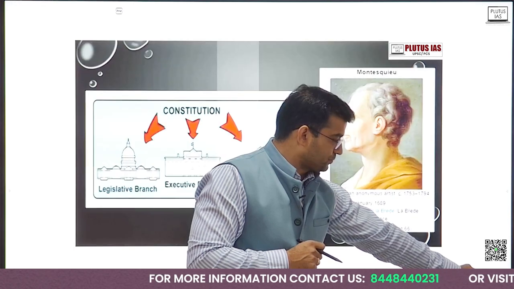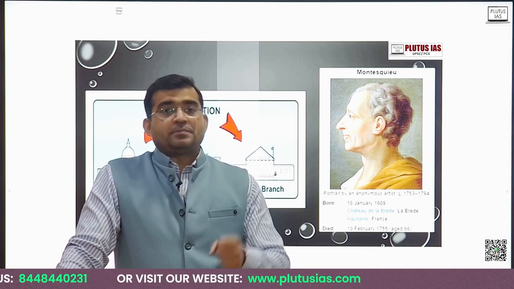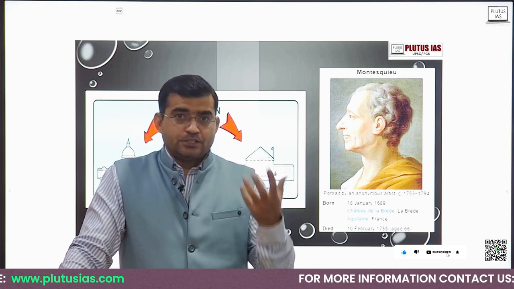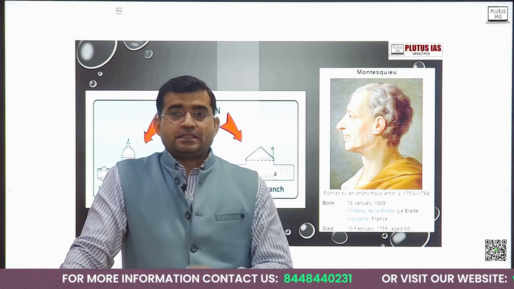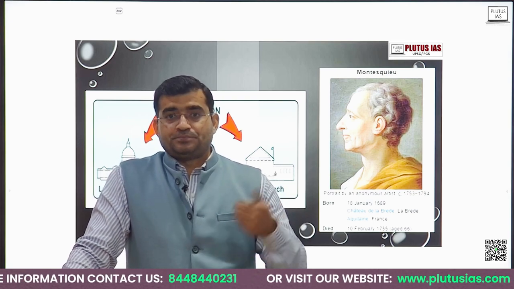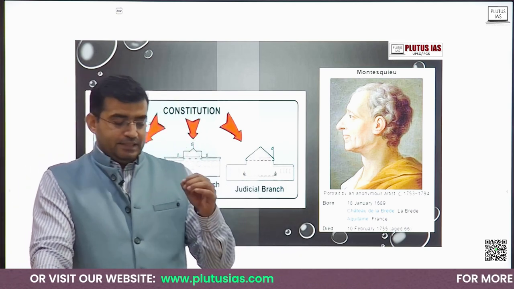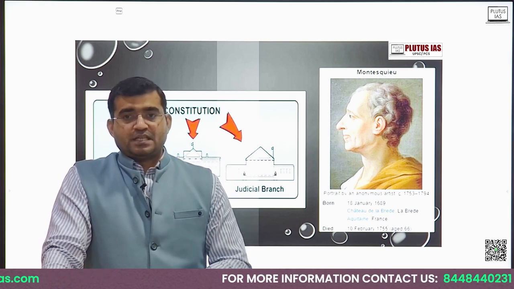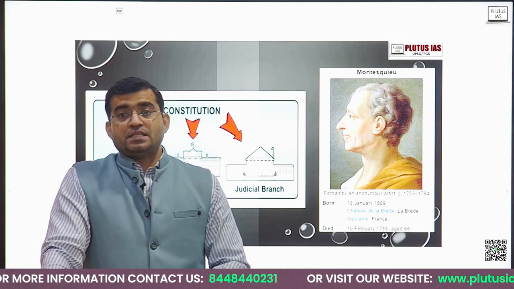But first thing is that why a government is divided into three branches. The executive is separated, the legislative is detached from the executive, and even the judiciary is detached. This system, this model, is a result of our interpretation and our political development.